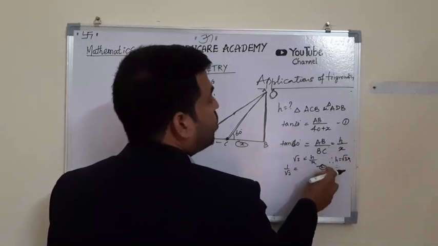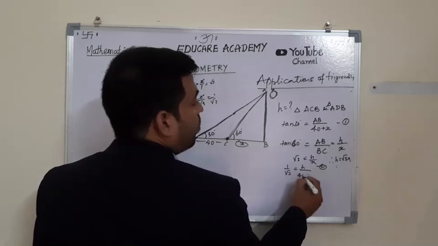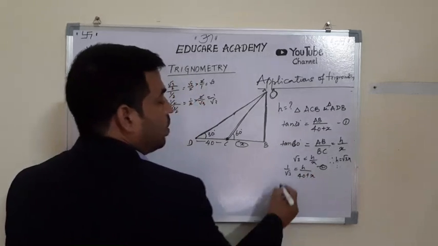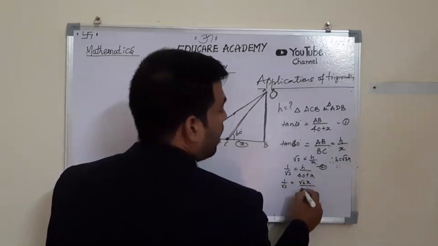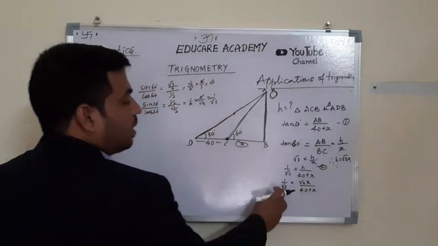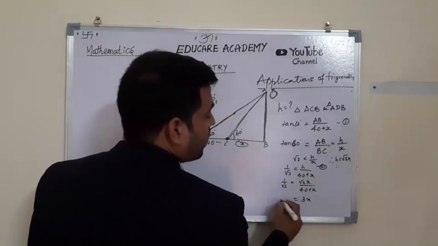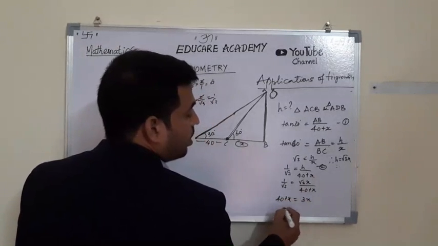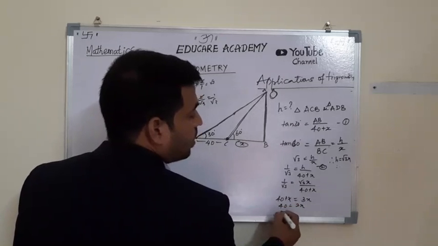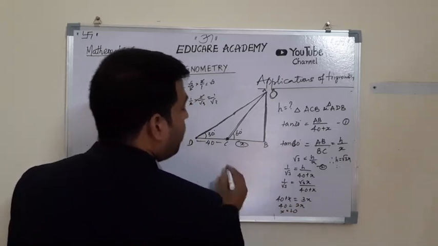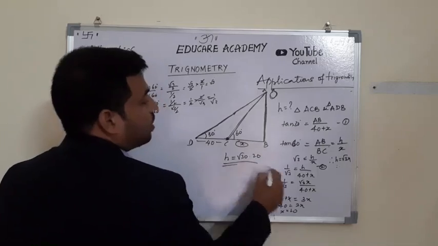So substitute equation 2 in equation 1. 1 by root 3 is equal to AB, which is nothing but H divided by 40 plus X. So 1 by root 3 is equal to H, which is root 3 X, divided by 40 plus X. So take this to here, root 3 into root 3 becomes 3. So 3 into X is equal to 40 plus X. So 40 is equal to 2X. So X is equal to 20. So what will be the value of H if X is 20? Root 3 into 20.